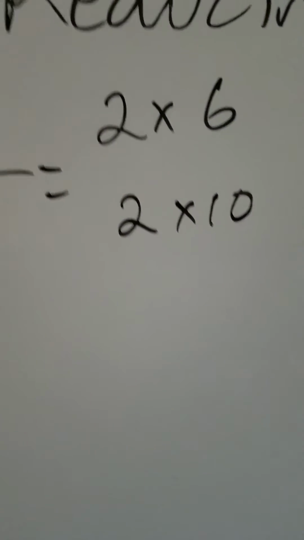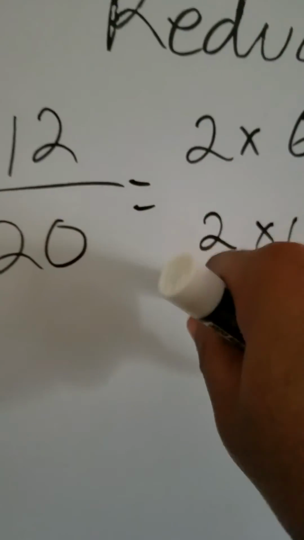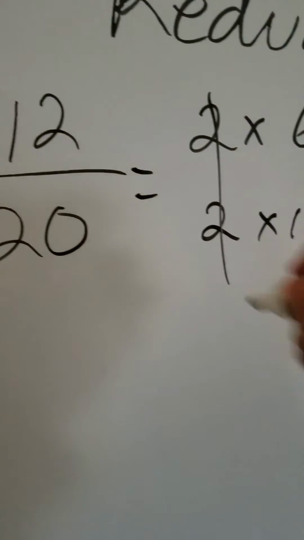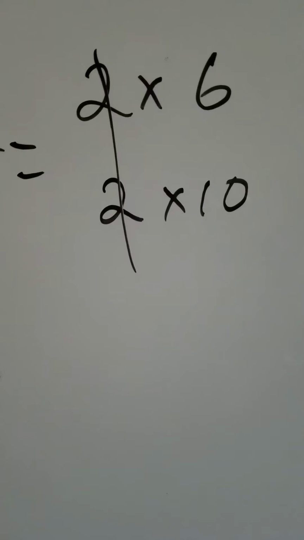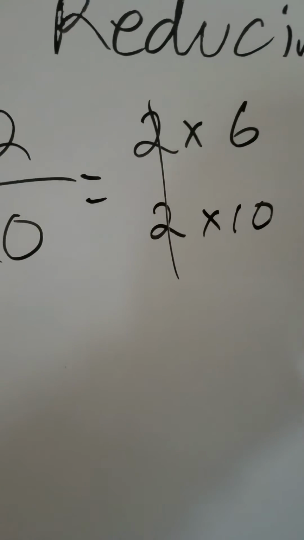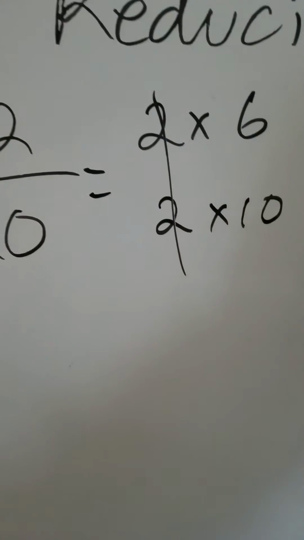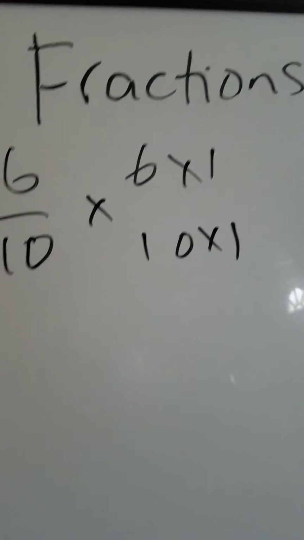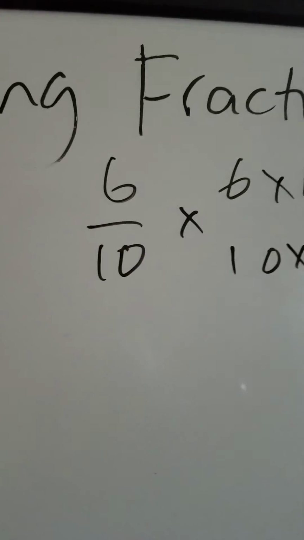And we see that we have a 2 that's common to both. And so we could cancel out the 2's and we're left with 6 over 10. Still, 6 over 10 is not the lowest form. We would then have to factor the 6. And if we did 6 times 1 and 10 times 1, that would not help us because the 1's would cancel and we're still left with 6 over 10.